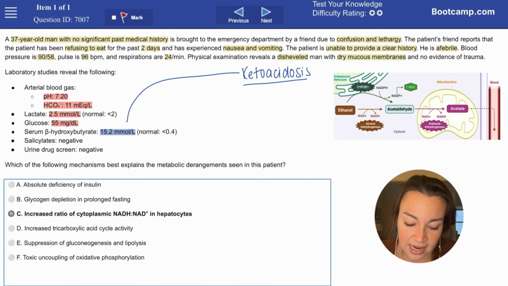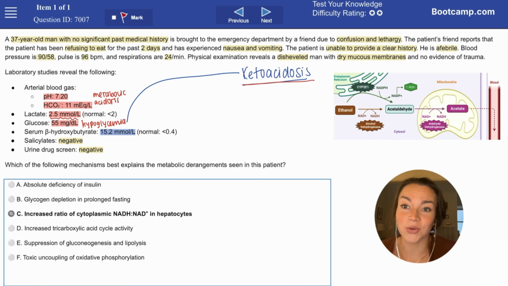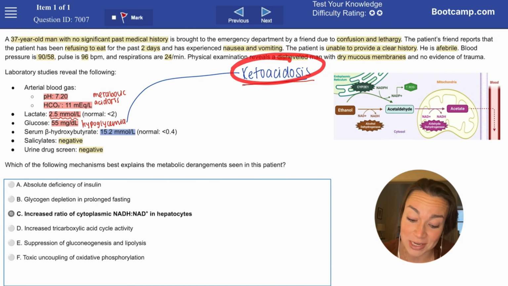We're also given that salicylates are negative and a urine drug screen is negative. And the question wants to know which of the following mechanisms best explains the metabolic derangements seen in this patient. In other words, what is the process that is underlying this patient's metabolic acidosis with components of both ketoacidosis and mild lactic acidosis and hypoglycemia?